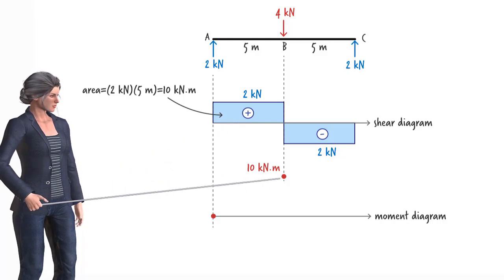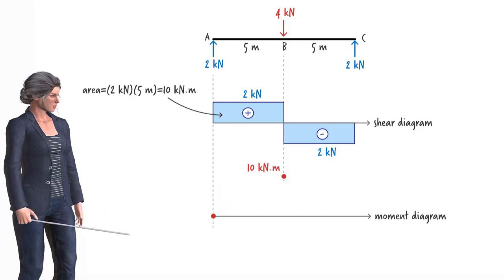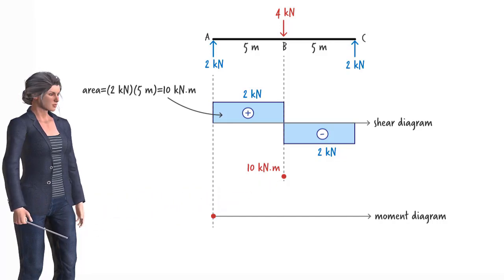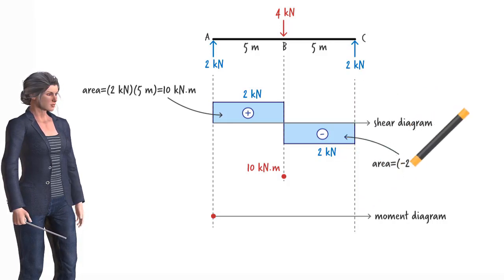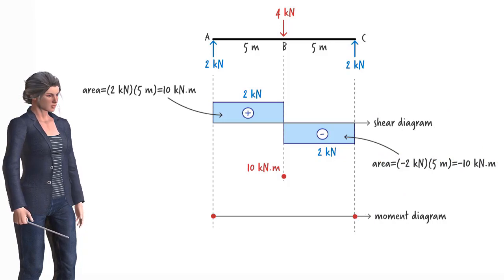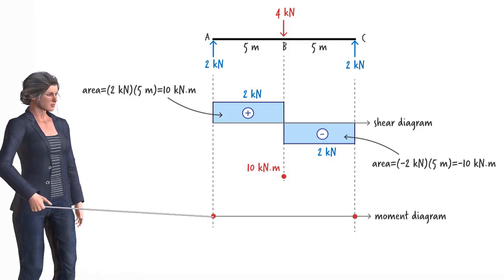Knowing the moment value at B, now we can determine the moment value at C by adding the area under the shear diagram between B and C, to MB. The area under the shear diagram between B and C is negative 10. Therefore, MC equals 0. To draw the shape of the moment diagram, we need to connect these 3 points.